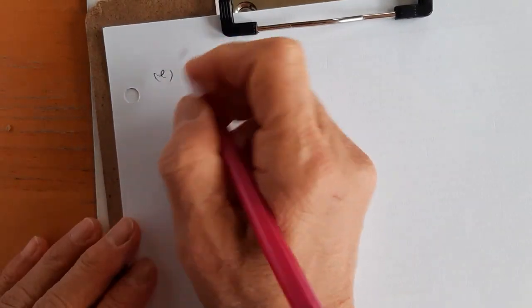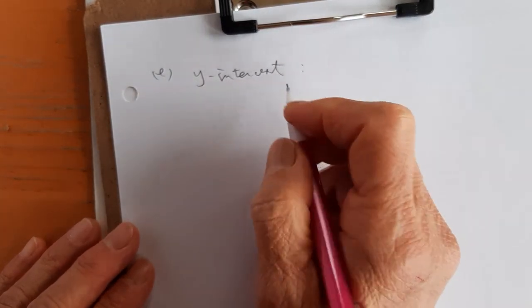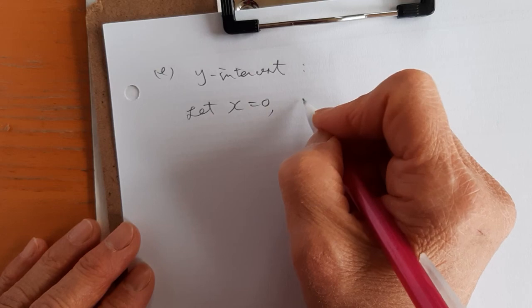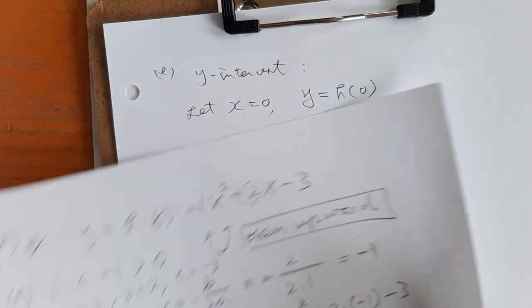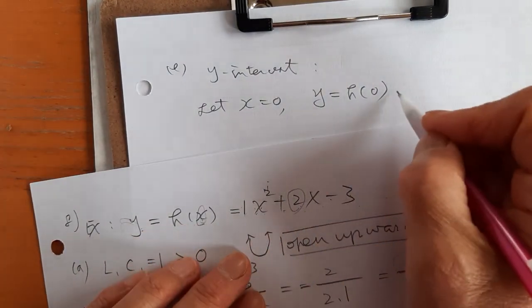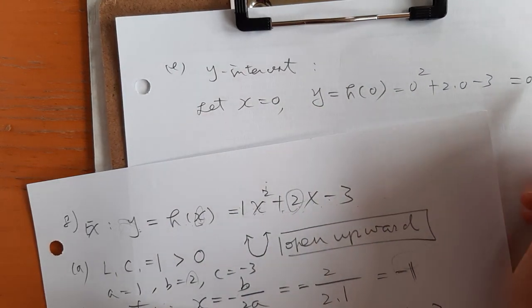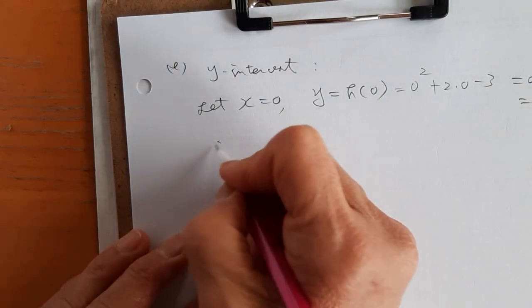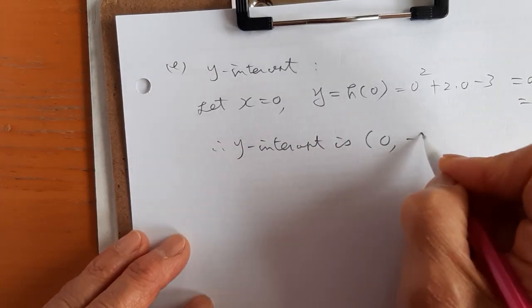Then E, find the y-intercept. For the y-intercept, you let x equal 0 and find y. So y equals h of 0. X is 0, plug it in: 0 squared plus 2 times 0 minus 3. So it's 0 plus 0 minus 3, which is negative 3. So the y-intercept is when x is 0, y is negative 3.